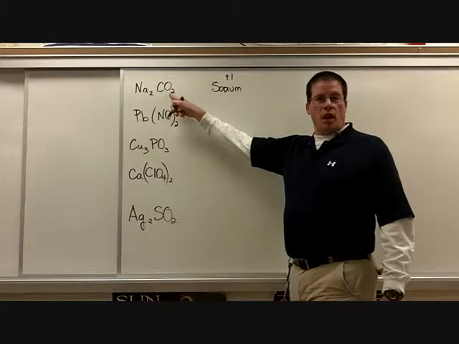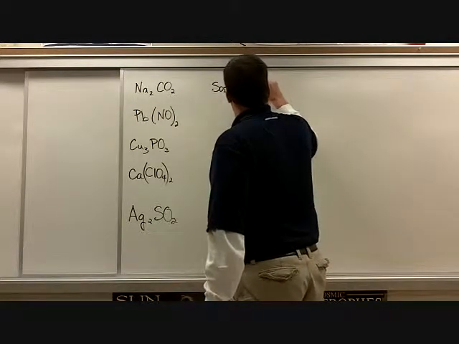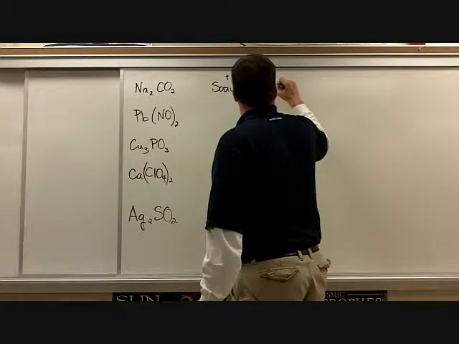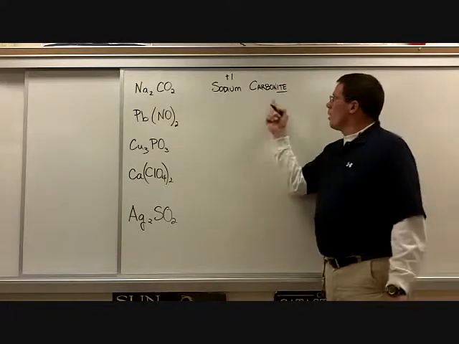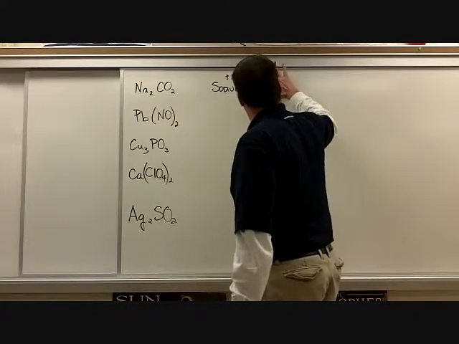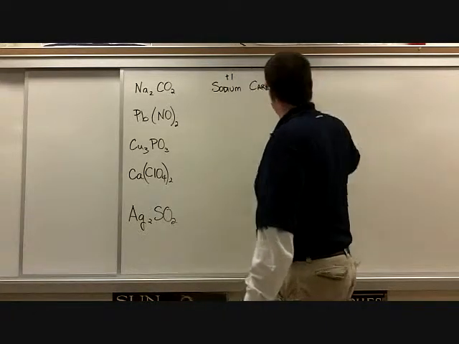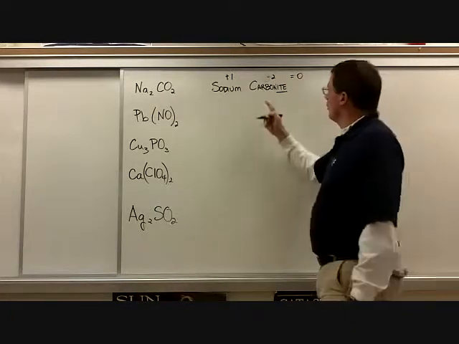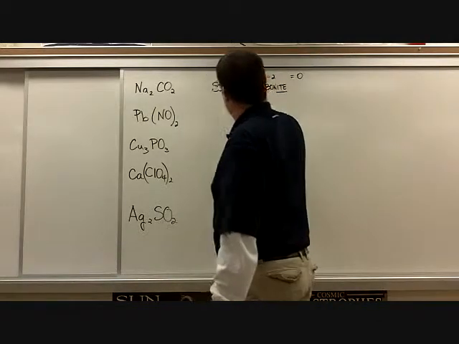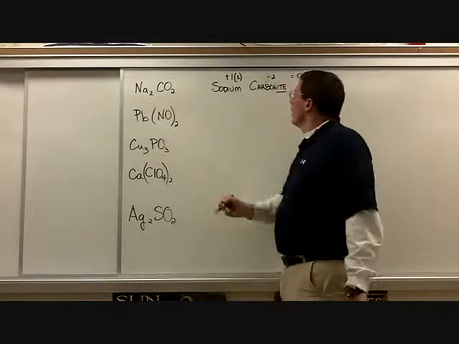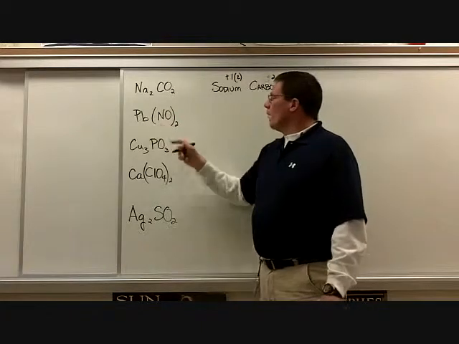So this has one less oxygen than the ate ending. So we have not carbonate, but we have carbonite. Okay? Ends in ite. The charge on carbonite is a -2. And again, we want to make sure that these all balance out charge-wise. So since this has a -2 charge, this has a +1 charge, that means we should have 2 of those, and we do. Okay? So sodium carbonite.